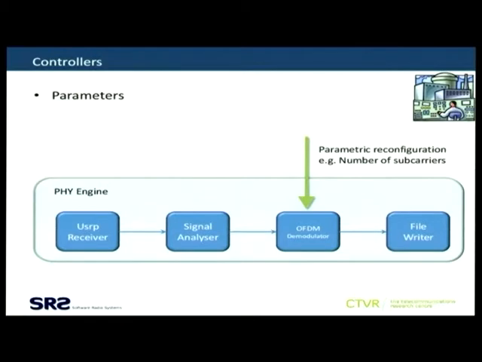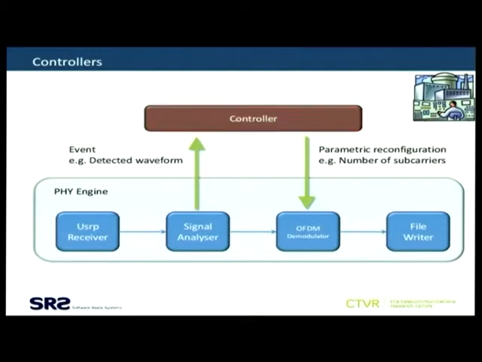So we have parametric reconfiguration of parameters which are exposed by components. We have another mechanism for signaling events. So if something happens within your flow graph, you're telling the system something needs to be done about this. The controller is the element of the system that handles that flow.